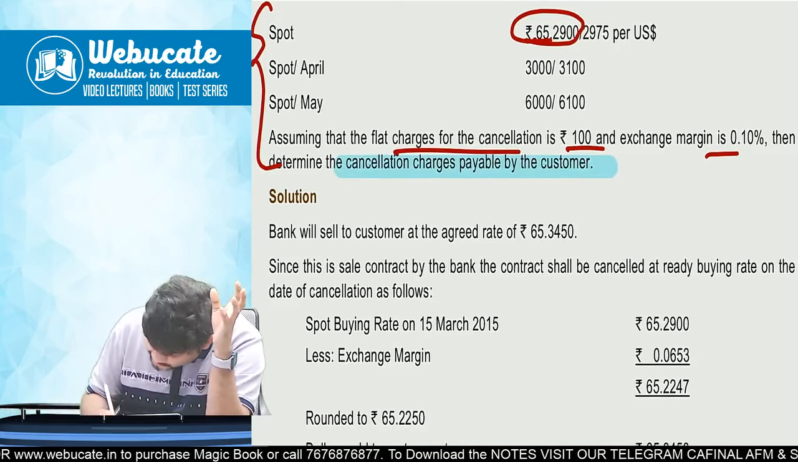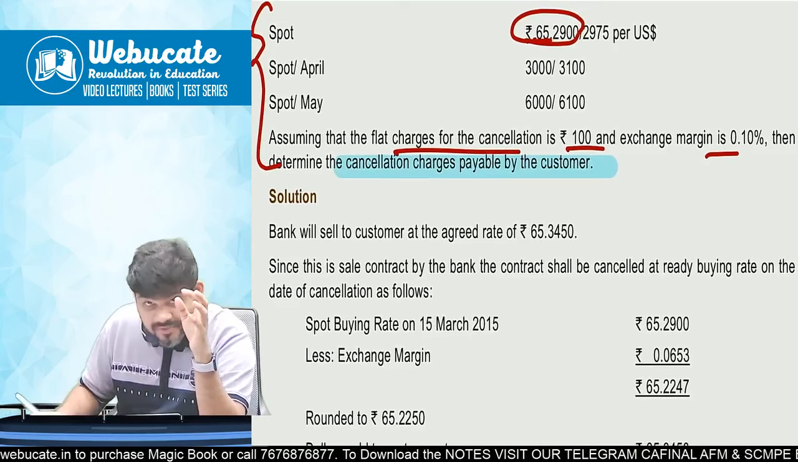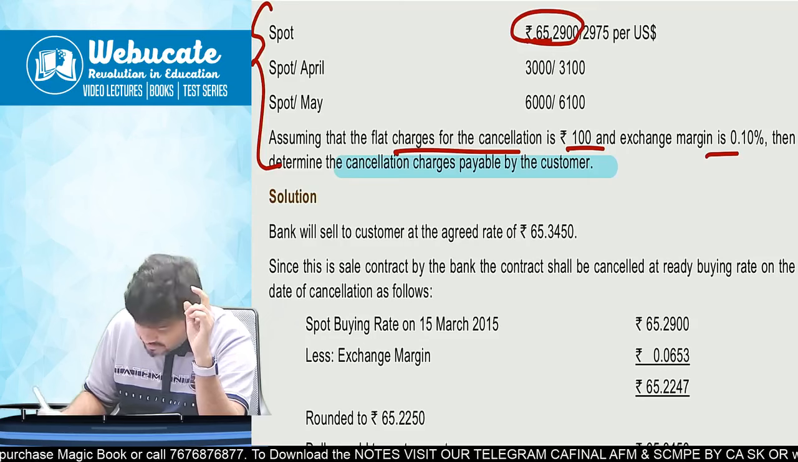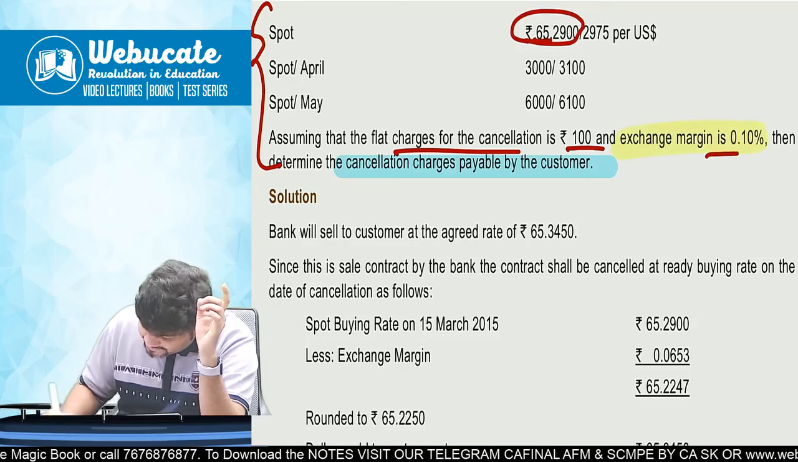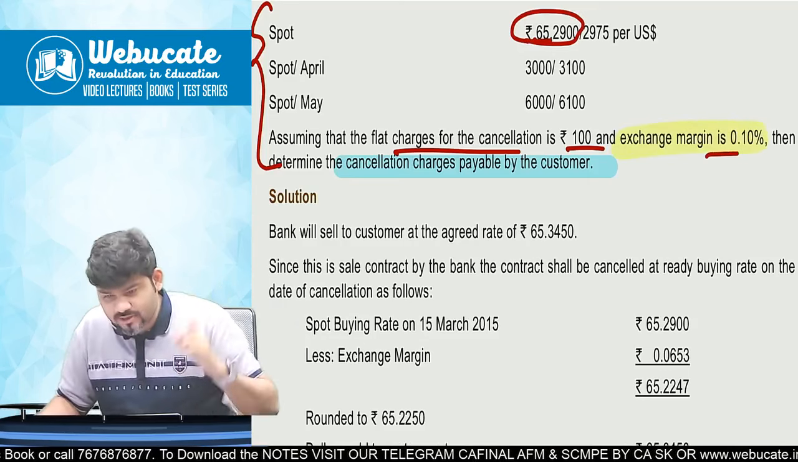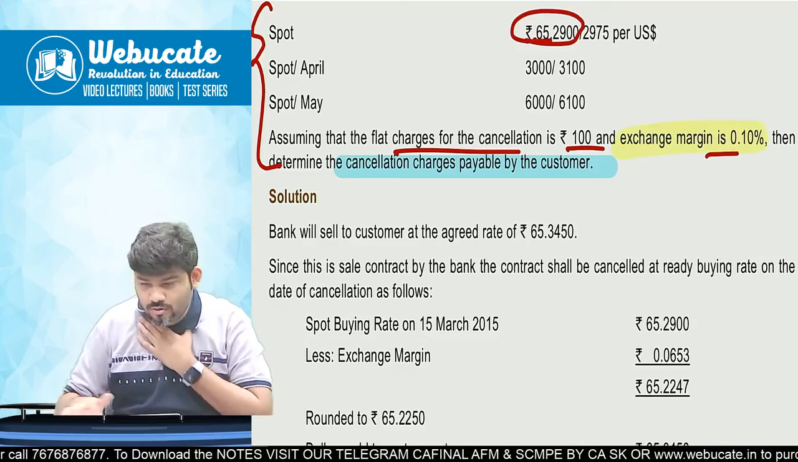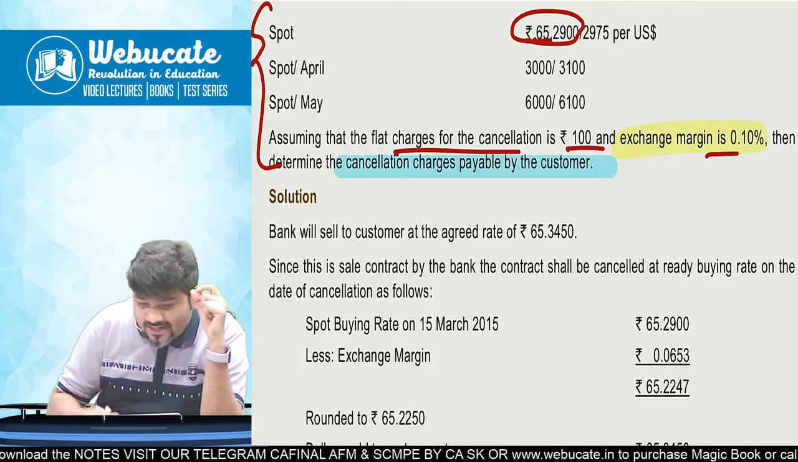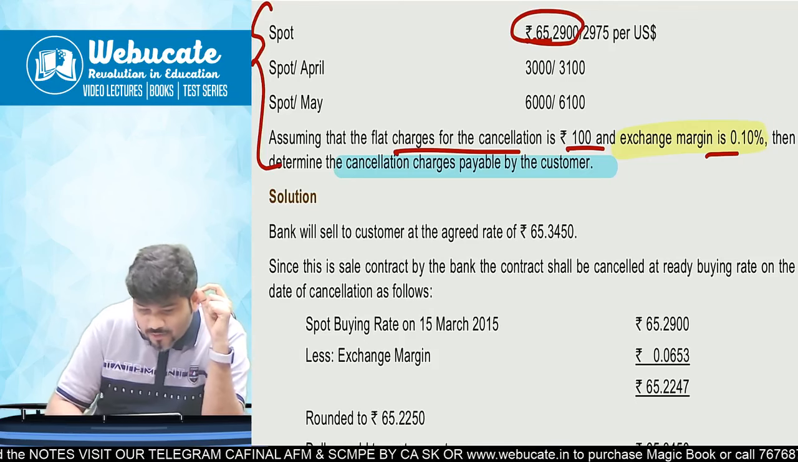Now comes a very crucial point. This is where students make a mistake in this kind of sum. So far it was easy, but now look here. They have told that there is an exchange margin at the rate 0.10%.